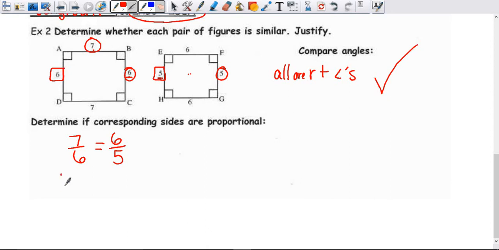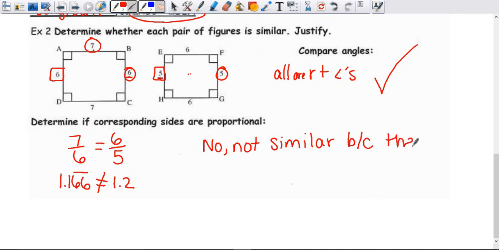7 over 6 comes out to 1.166 repeating, and 6/5 comes out to 1.2, which is not equal. The ratios are not equal. So no, not similar, because the ratios of the sides were not equal.